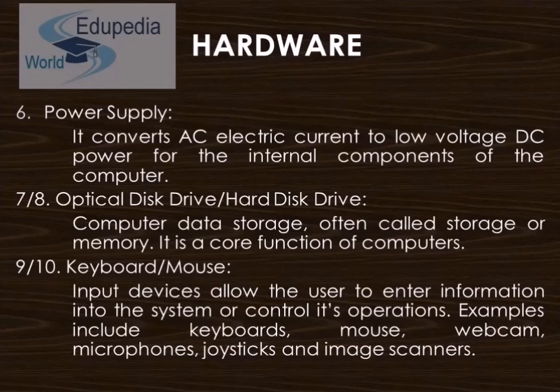Then at number 9 and 10 we have keyboard and mouse. These input devices allow the user to enter information into the system or control its operations. The examples include keyboards, mouse, webcams, microphones, joysticks and image scanners.